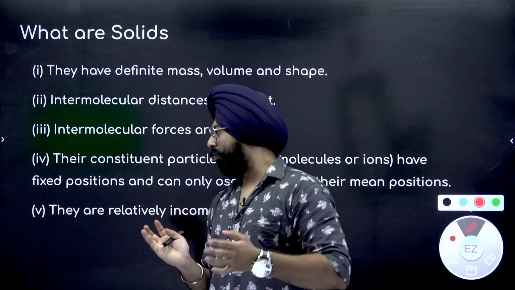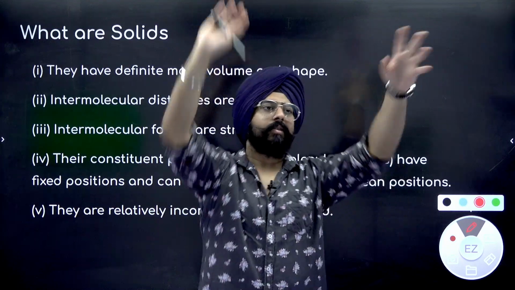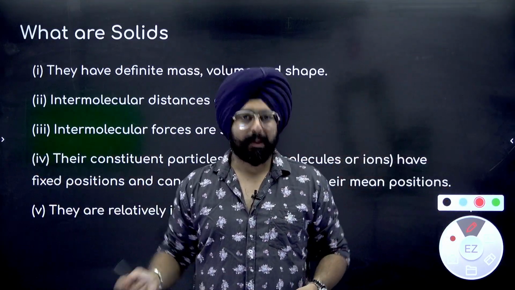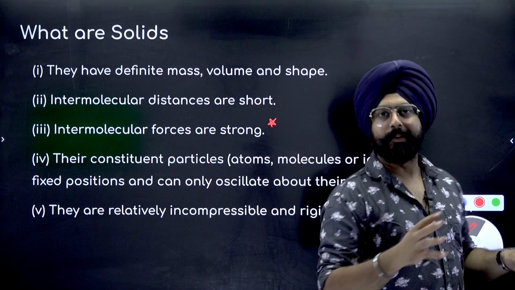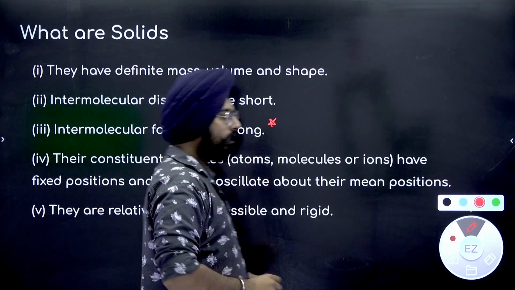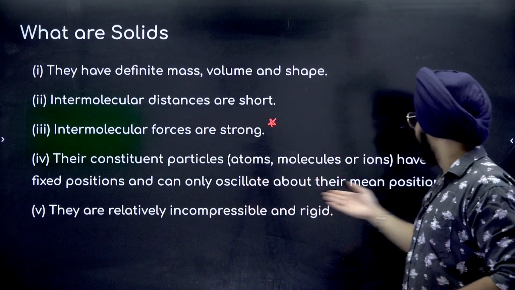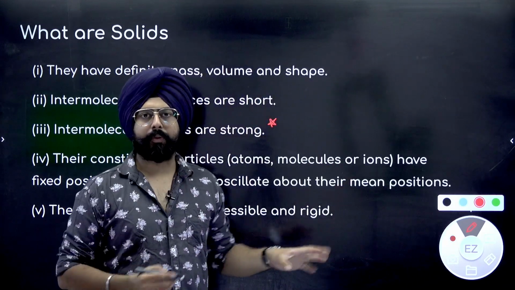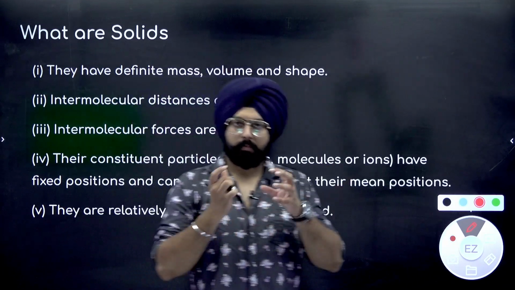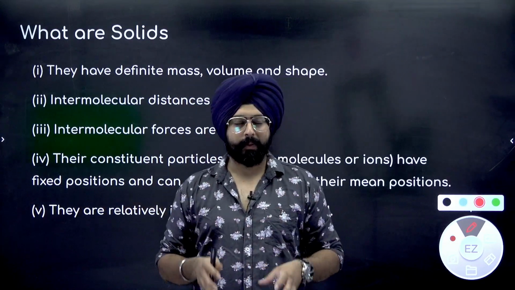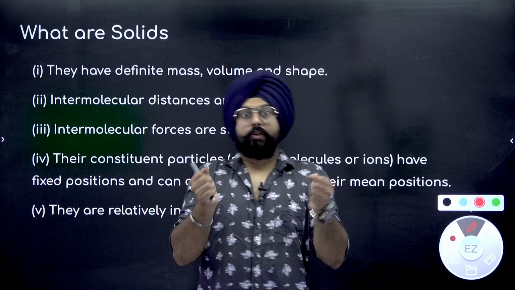All they can do is move around, raise their hand, ask a question, maybe chat with their neighbor, maybe pass some notes, whatever. But they're not moving out of their seat, right? So they have fixed positions, but they can oscillate about their mean positions. Fine. Something similar happens in solids as well. Solid molecules or atoms or ions or whatever are the constituents of a solid. If you heat them up, their oscillations will increase.